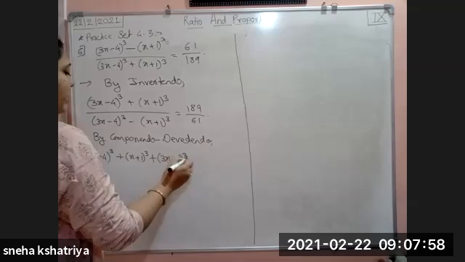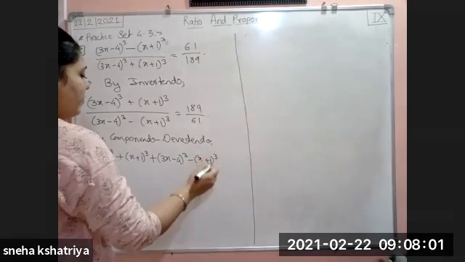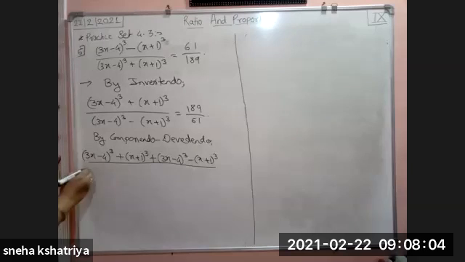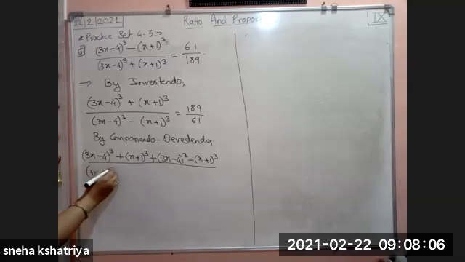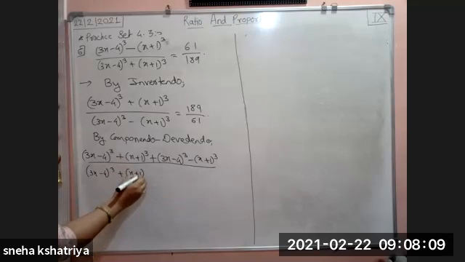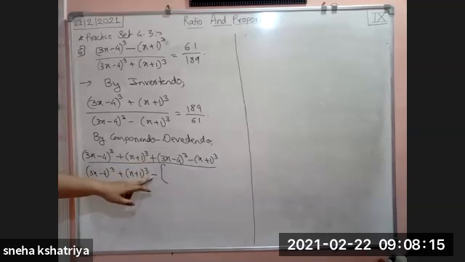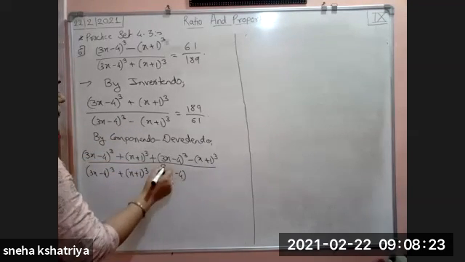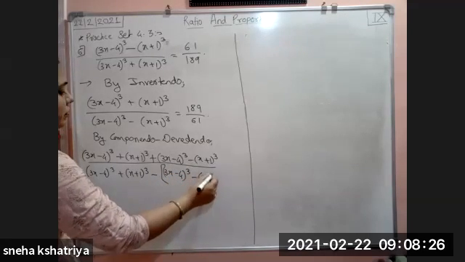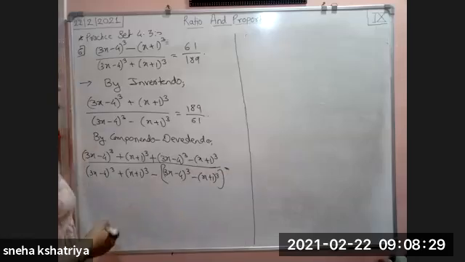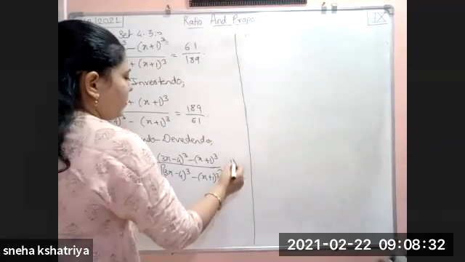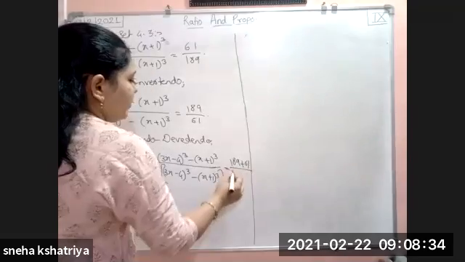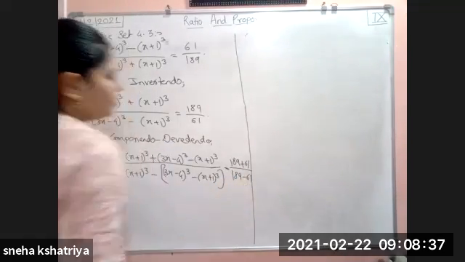Okay, so we will get (3x minus 4) bracket cube plus (x plus 1) bracket cube plus (3x minus 4) bracket cube minus (x plus 1) bracket cube divided by (3x minus 4) bracket cube plus (x plus 1) bracket cube minus. Now see here, the numerator we have added; now the denominator we have to subtract. So we took minus sign and now write the denominator, that is (3x minus 4) bracket cube minus (x plus 1) bracket cube, bracket complete, which is equal to, at right side also same thing, 189 plus 61 divided by 189 minus 61.